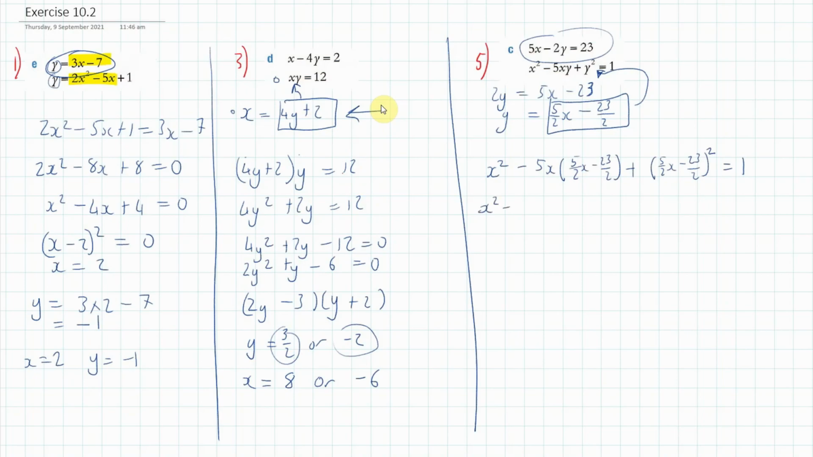Now, x squared minus, and this would be 25 over 2x squared. The next one will be plus. Now, 5 times 23 over 2 is 115 over 2, so 115 over 2x. Now this one here, I'm going to get 25 over 4x squared. Now 5 over 2 times negative 23 over 2, and then I double that, I'm going to get minus 115 over 2x, and then plus, now I'm going to go 23 over 2 times 23 over 2. Then negative times negative is positive, so I should get plus 529 over 4 equals 1.